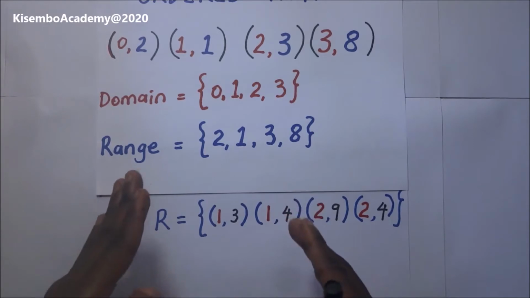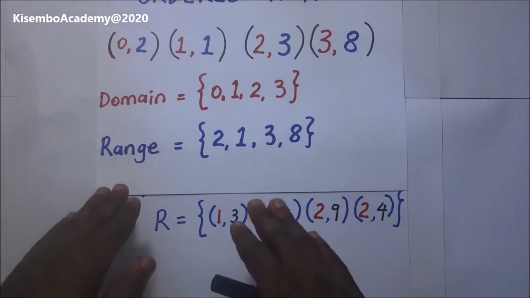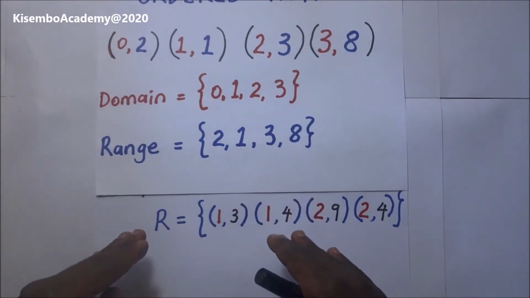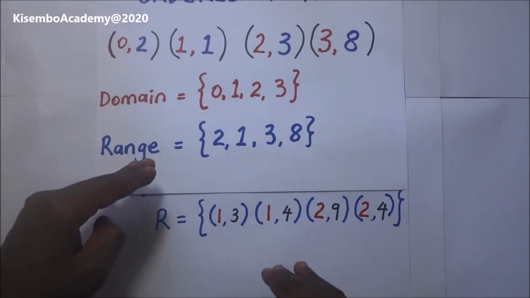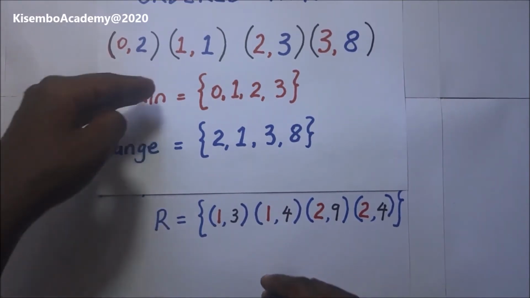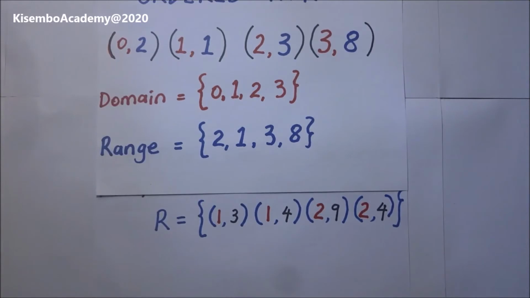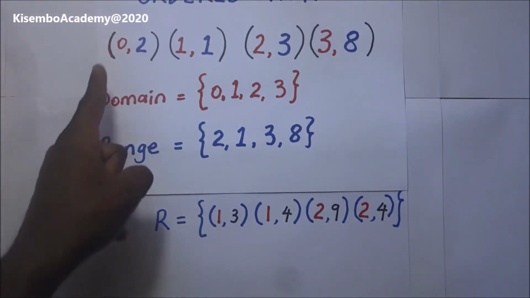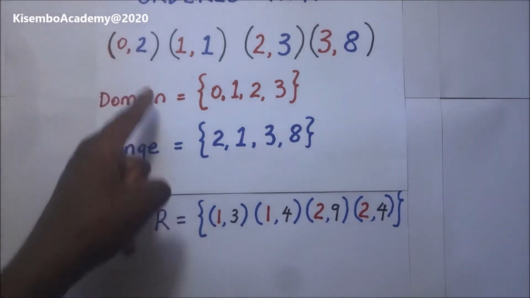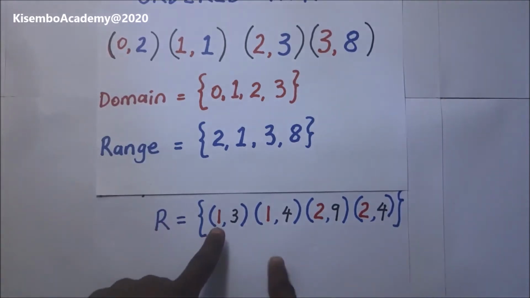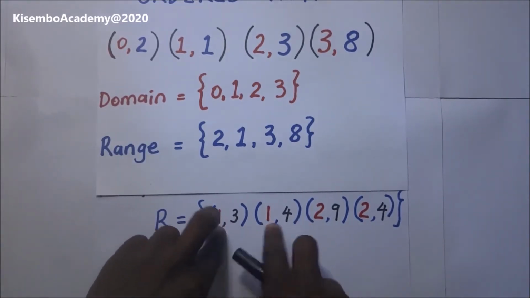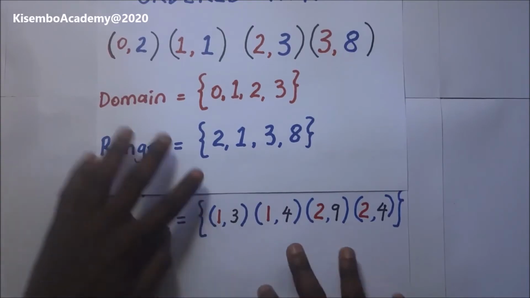The difference between a relation and a function is that a function has this rule that one input gives us one specific output, yet when it comes to a relation, one input can give us more than one output, like we've seen here.